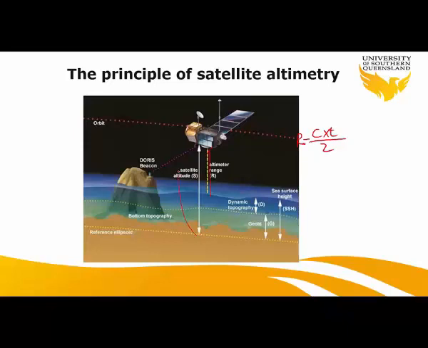If you know the height of the satellite from the ellipsoid, which we know, so if I subtract the range from the height of the satellite, I can get the sea surface height from that, which is the height of the water above the reference ellipsoid. Be careful about the reference ellipsoid here. It's not always WGS84, so it can be different. It can have different parameters. Some satellite altimeters have their own reference ellipsoid, so it's not necessarily WGS84.